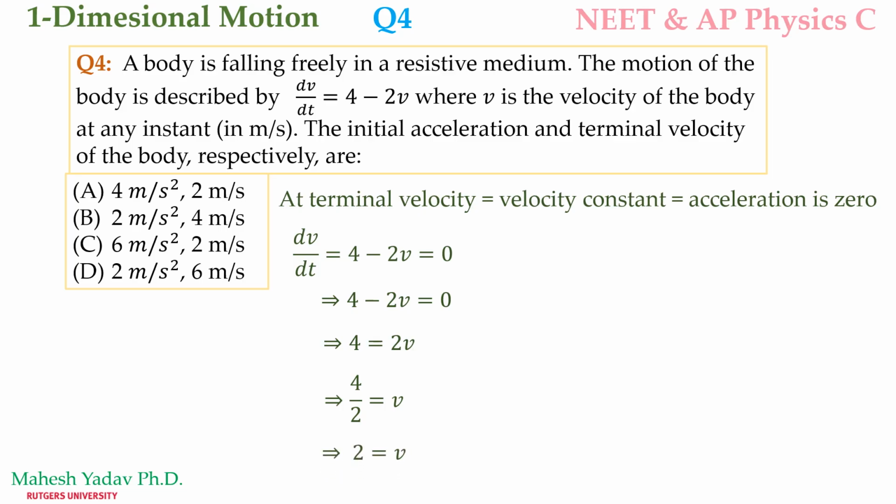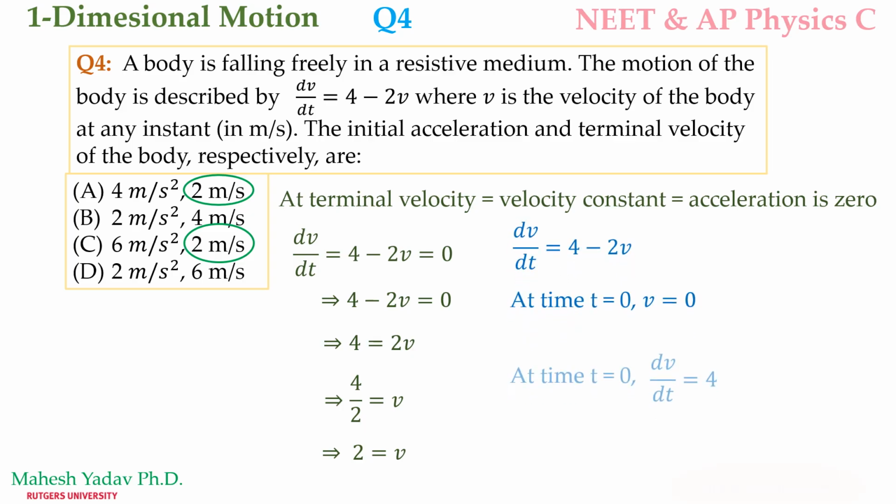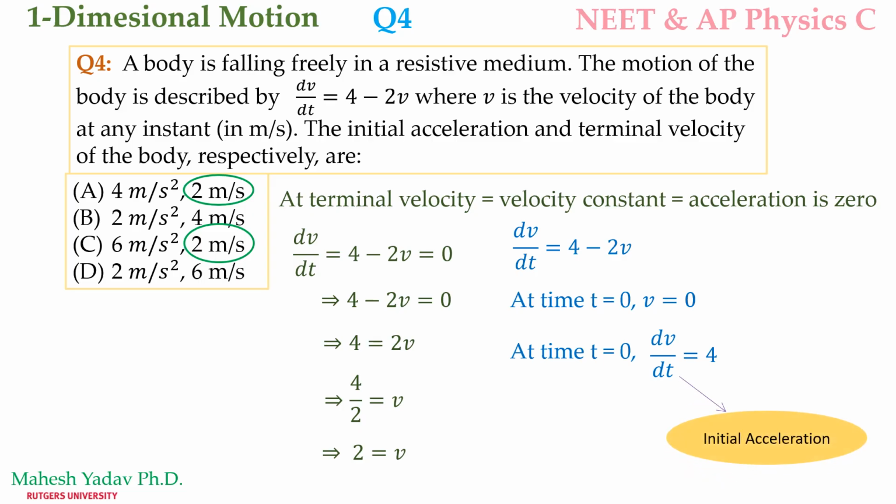There are two choices for terminal velocity equals 2 meters per second. The initial velocity is not given. The question is a bit fuzzy. We can only assume that initial velocity is 0 as it is falling freely, which means the initial acceleration is 4. So the answer is A. Let us go to the next question.